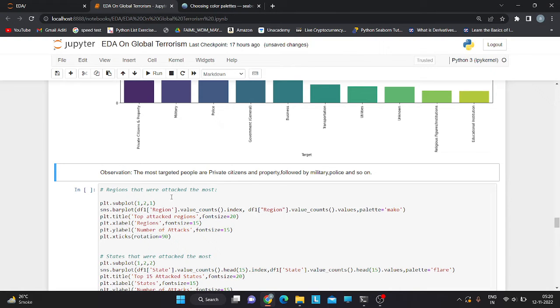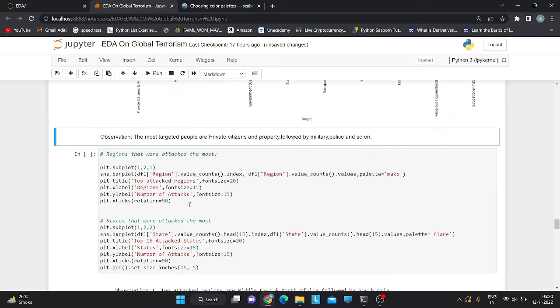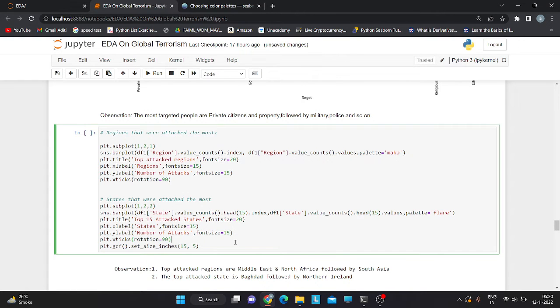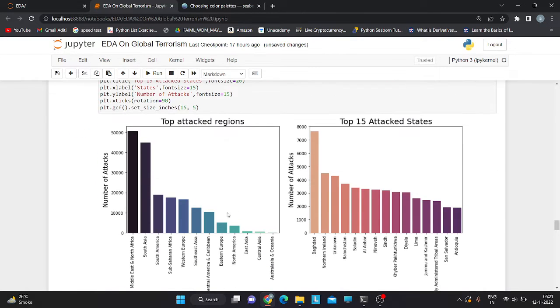Then regions that were affected the most. Now let us understand how many regions are affected the most because of this terrorism. Also the states that are affected the most. So we are going to plot a subplot, and in this subplot we will get the idea about all the regions that are affected and the states that are affected. So let me run this cell. So I get a beautiful graphical representation of the top attacked regions and top 15 attacked states.